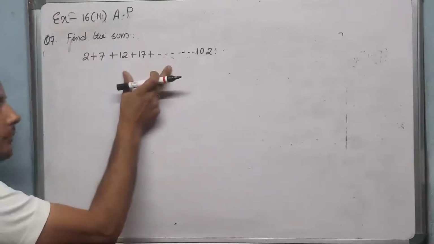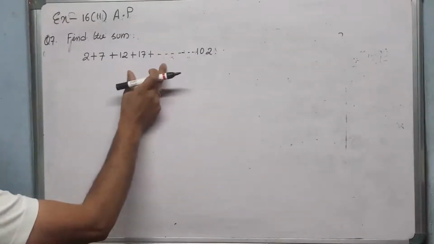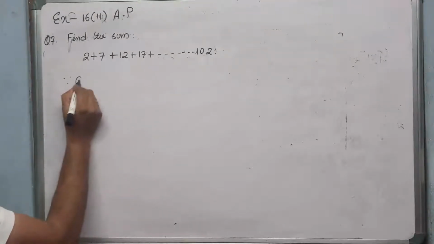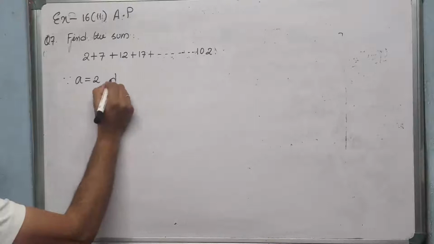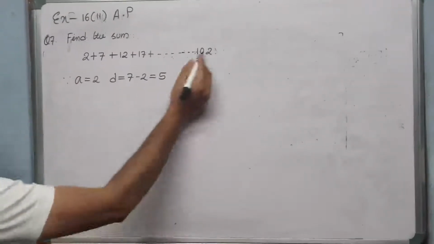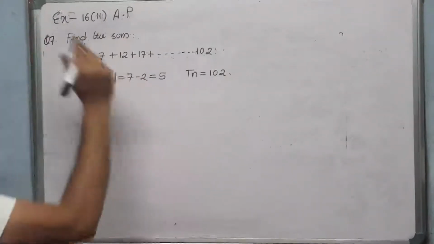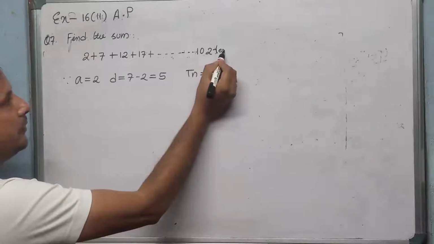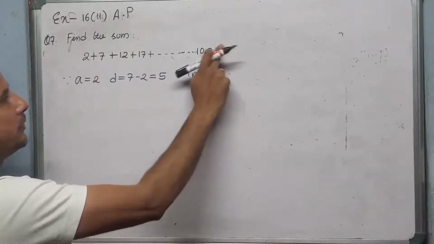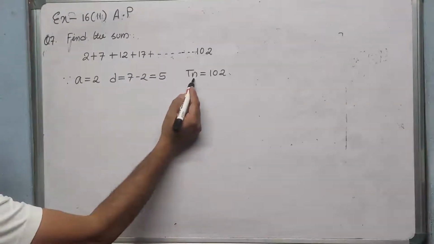For this kind of question, first of all you have to calculate how many terms there are, that means calculate the value of n. Since a is 2, d is 7 minus 2, which is 5. 102 is the nth term, the last term. If the number of terms is mentioned, then we consider it as n, but it is not mentioned in this question, so it is the last term. So using this relation, first of all we'll calculate the value of n.